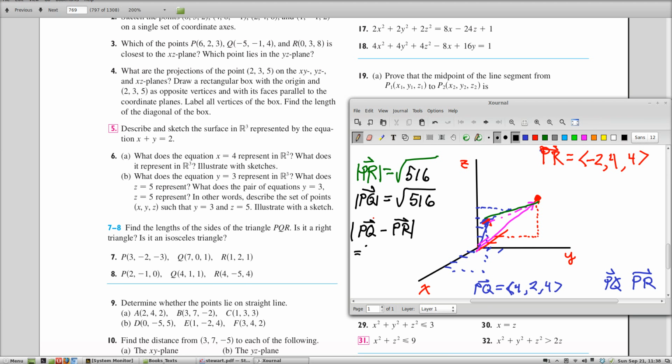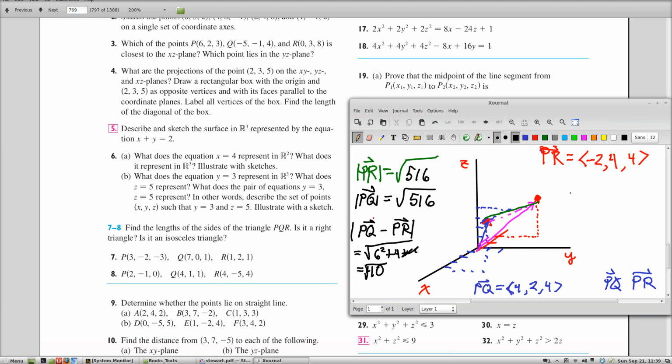And so what is PQ minus PR? Let's see if I can just do it all in one shot. So the first coordinate of PQ is 4 minus negative 2, which is going to be 6. So 6 squared plus 2 minus 4 is negative 2, squared is 4, plus 4 minus 4 is 0. So let's just not write that. So this is the square root of 40.